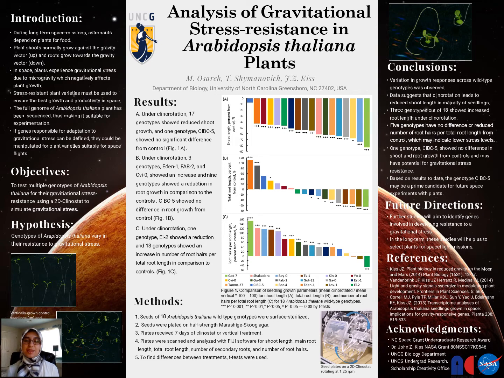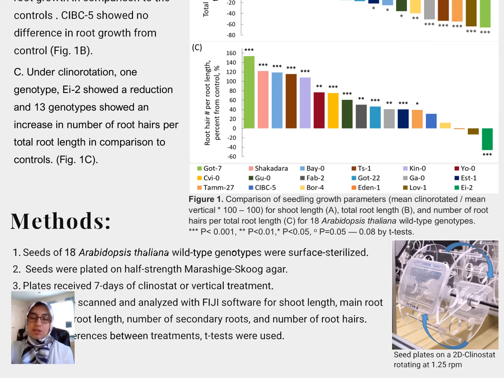So first we surface sterilize the seeds, and then we would plate them and place them on an agar, and finally they would be placed on a 2D clinostat. So this is a clinostat, which is a wheel-like device that keeps rotating to simulate gravitational stress for the plant. And so by rotating, it basically confuses the plant as to where the gravitational vector is.